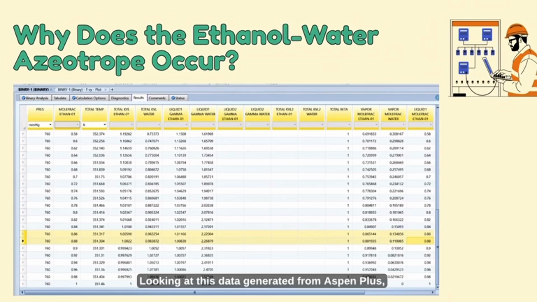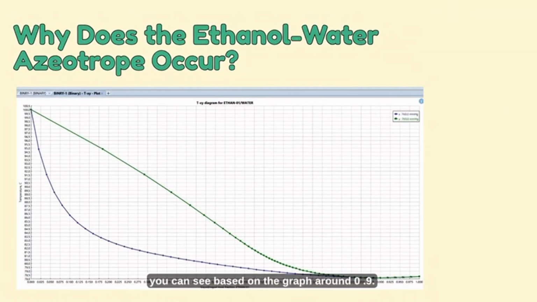Looking at this data generated from Aspen Plus, you can clearly see that when the ethanol mole fraction approaches 90 mole%, the boiling temperature flattens out around 351.3 Kelvin and the K value approaches around 1. So this confirms the pinch point where separation stops. The same thing can be seen in the graph around 0.9. The two lines are merged into one, which means an azeotrope has been formed.